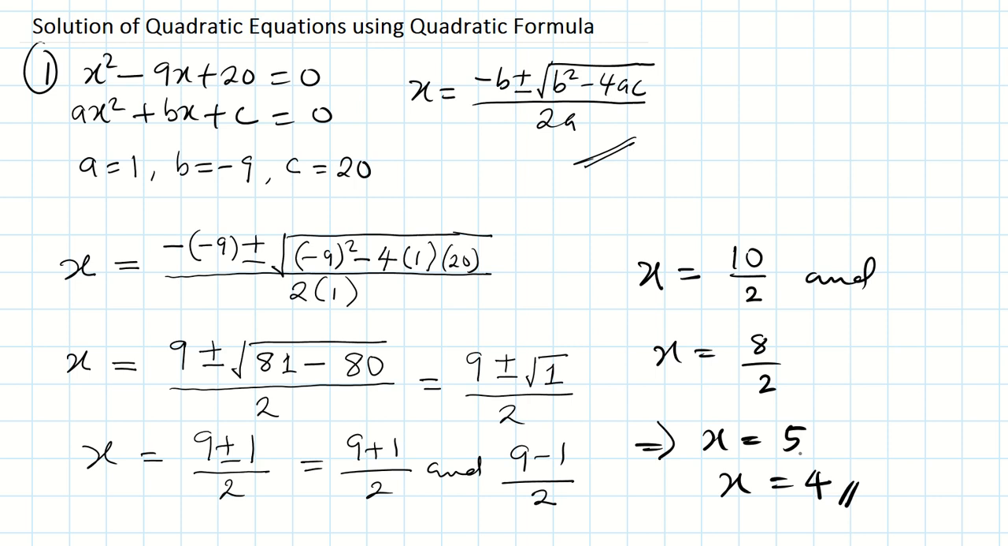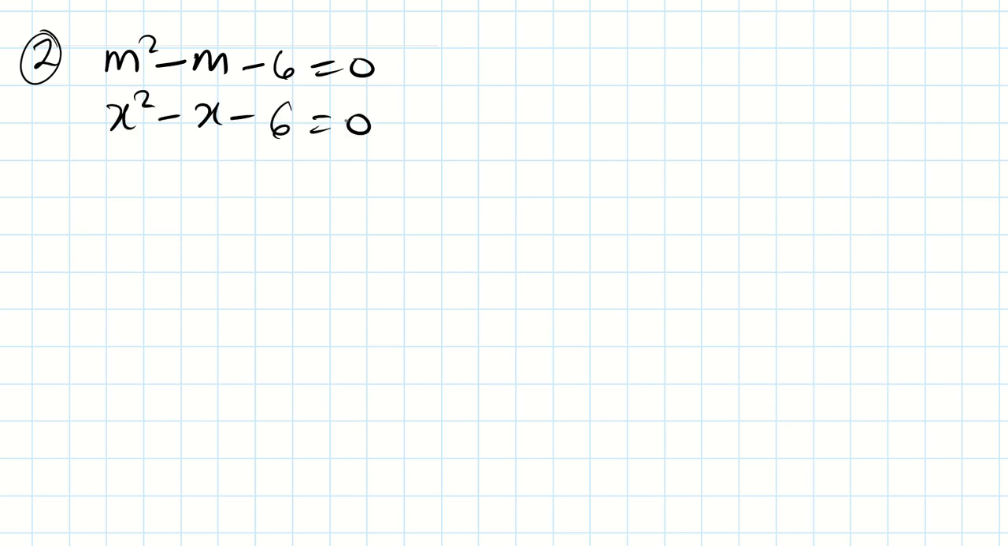Now we want to solve the second problem, number 2, which is m squared minus m minus 6 is equal to 0. This is a quadratic equation in m. In the previous one it was in x, so to avoid confusion, x squared minus x minus 6 is equal to 0. So let's stick to this.